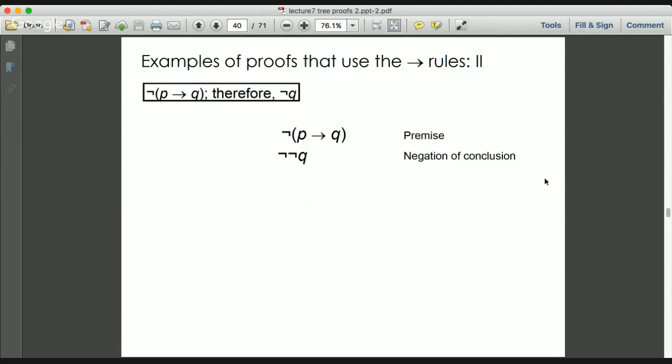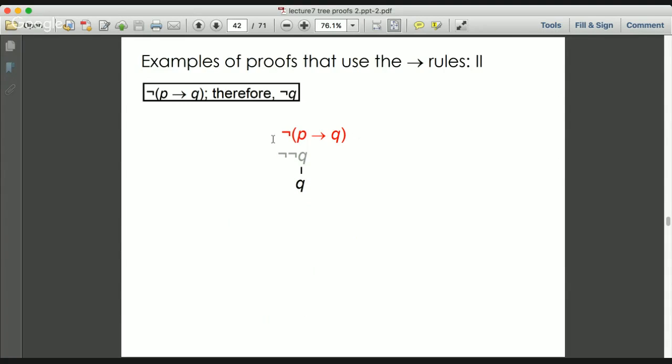Now we'll do a negated conditional. It's a one premise argument. We've got not if P then Q, therefore not Q. So we write out the premise, not if P then Q, and then we negate the conclusion, so not Q. As I said already, always kill the double negation straight away so that you don't forget about it. So let's get rid of that.